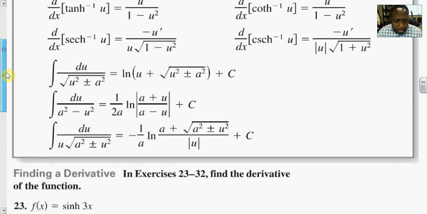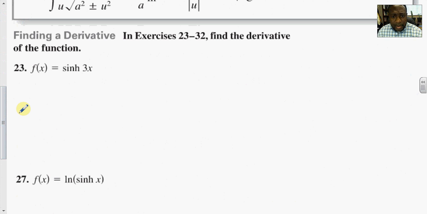Well, let's look at some problems. I think most of them are very straightforward. I've tried to be direct with the problems that I've given you.